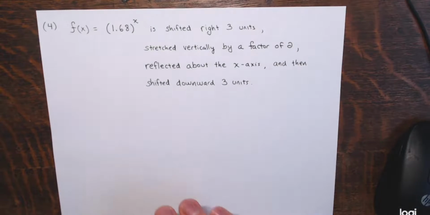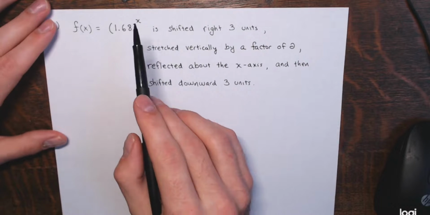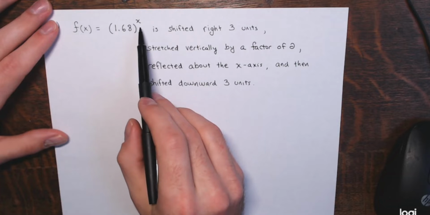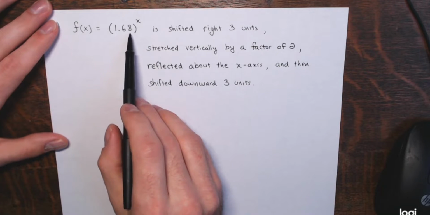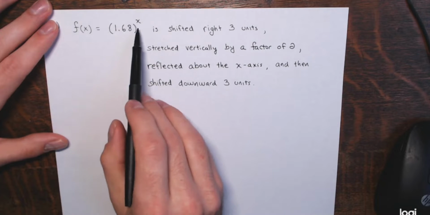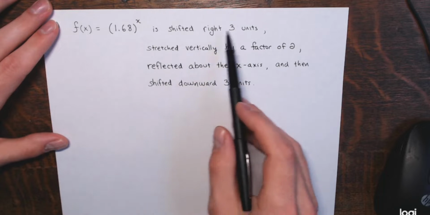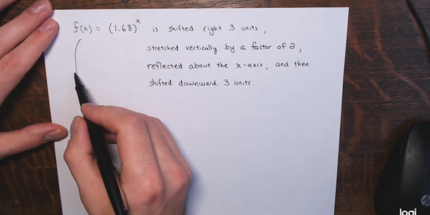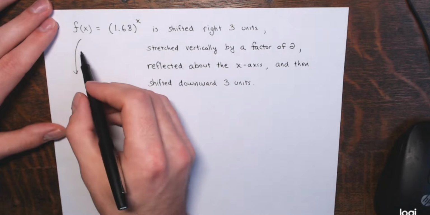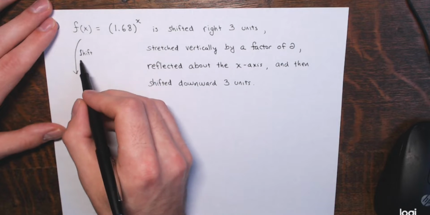Alright, so here we're starting with one of those basic parent exponential functions where I have a base to the x power. And this is a base bigger than 1, right? 1.68 to the x power. So if I were to graph this on its own, it would be an increasing function. And then we have four transformations to perform. All right, so the first one is shift to the right. All right, shift right, 3 units.